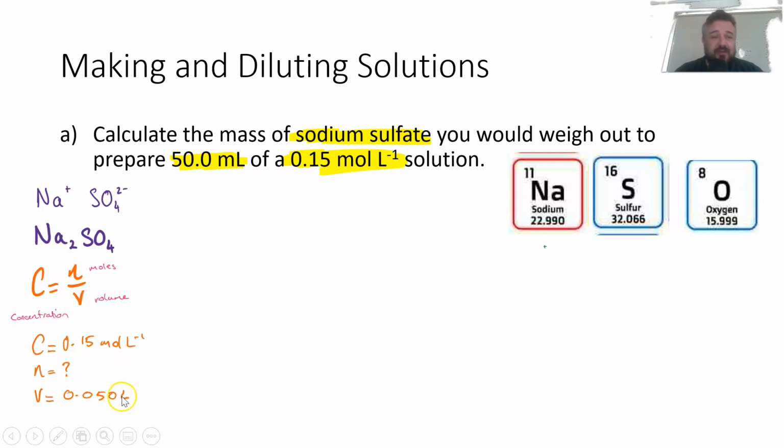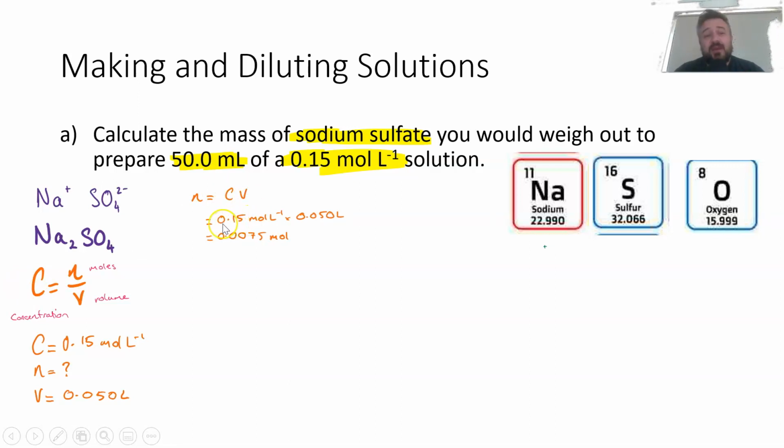0.050, there should be an extra 0 there. Liters, doesn't matter, but that's there. That's a known. Our unknown here is the moles. So this means we're going to have to rearrange this equation, right? We rearrange it to get the n on its own. So the volume here is divided by, so it's moles divided by volume. To get rid of that, we must multiply by volume, and that would cancel those two out. But that means we have to do the same thing on the other side of the equation, which gives us C times volume. So moles equals C times volume.